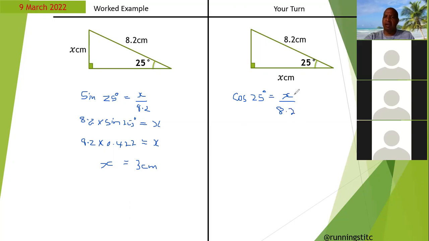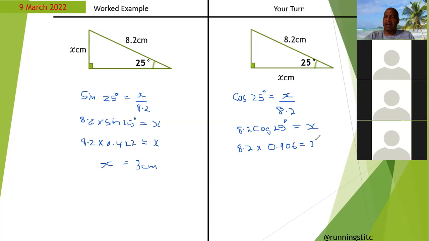And so, as before, the x is in the numerator, the 8.2 is in the denominator, so we try to get rid of the 8.2, so we would bring it on the other side and multiply by cos. So 8.2 cos of 25. And that would be equal to x. Now you can go ahead and find the cos of 25. 0.906, sir. So that would be 8.2 times 0.906, and that would be equal to x.